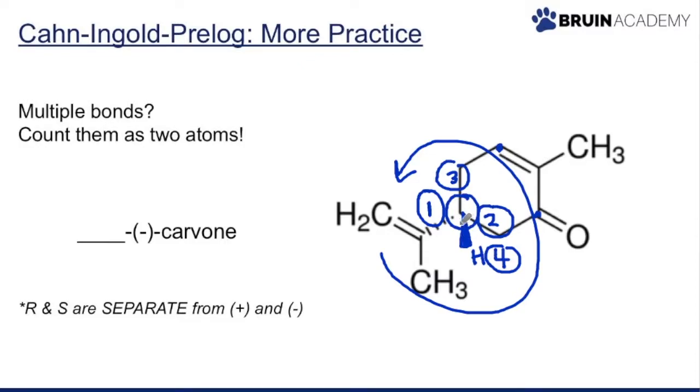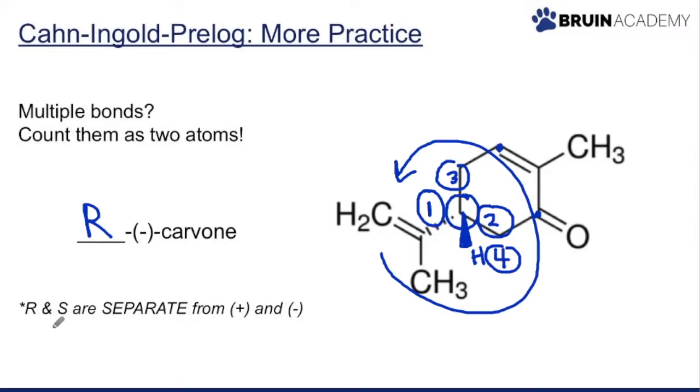Whenever your lowest priority group is pointing into the front instead of the back, you still assign all the configurations like normal, doing your rankings and prioritizing. However, whatever you get, you do the opposite. So here we got an S configuration, but we're actually going to assign it as R because it's as if we flipped it over and put the hydrogen in front instead of having it in the back. So just do the opposite of what you get when you do your prioritizing as per usual.